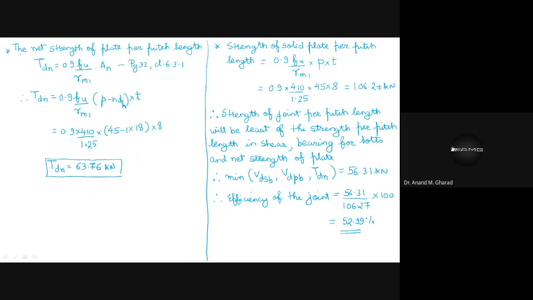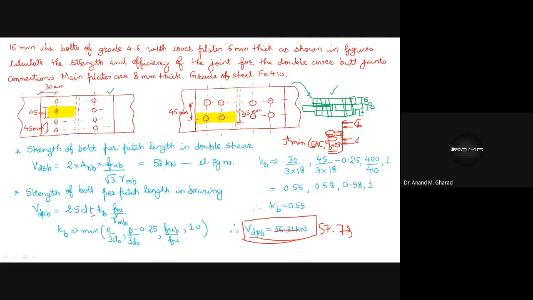Now the next thing is the net strength of the plate per pitch length. This has to be found out. See, what we are doing, we are identifying the strength, or rather the efficiency, of the connection. In order to calculate the efficiency, one has to identify the strength of the plate. Because everything revolves around the connection. And this connection, as you can see, is made up of plate as well as bolt. We have identified the strength as far as the bolts are concerned, right?